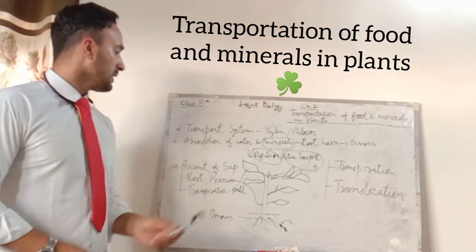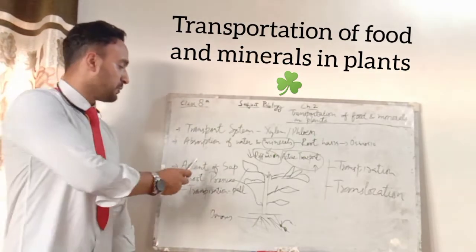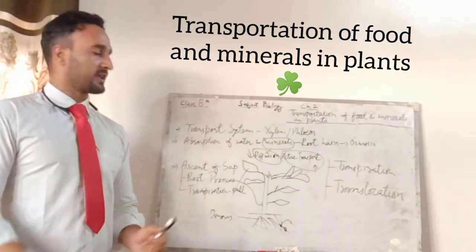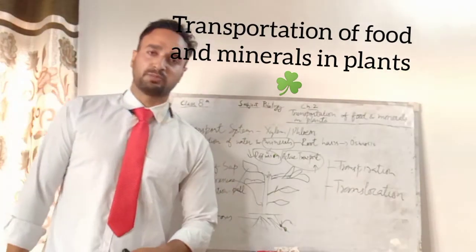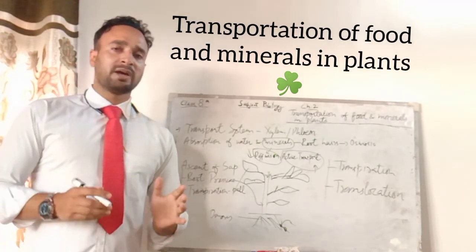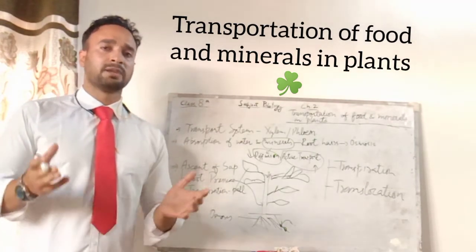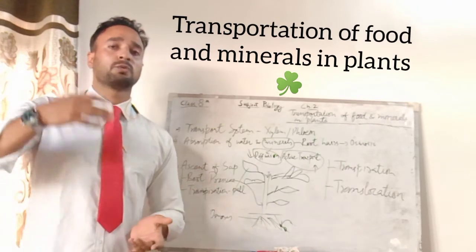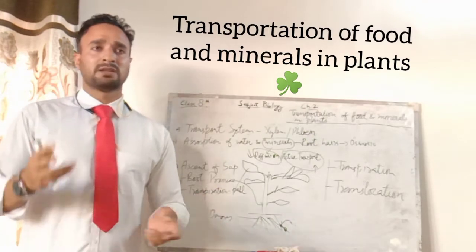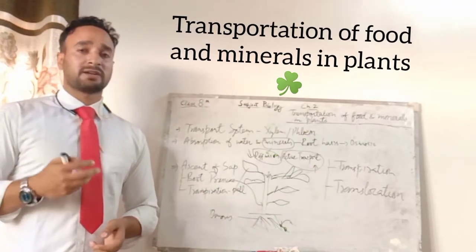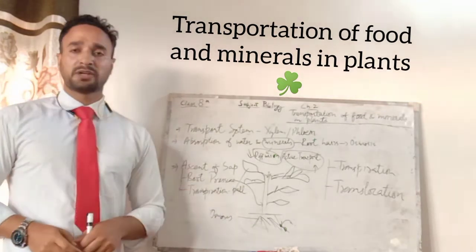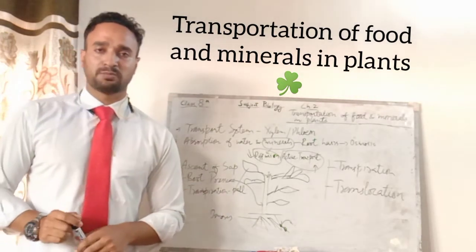Okay, the next things that we should discuss in this chapter include ascent of sap. Ascent of sap consists of two more things, that is root pressure and the transpiration pull. First, we should know what is ascent of sap. Ascent of sap is the movement of water molecules from the roots towards the leaves or towards the stem. This is known as the ascent of sap. Now there are two forces which are considered to be responsible for the ascent of sap: the root pressure theory, and second, the transpiration pull theory.